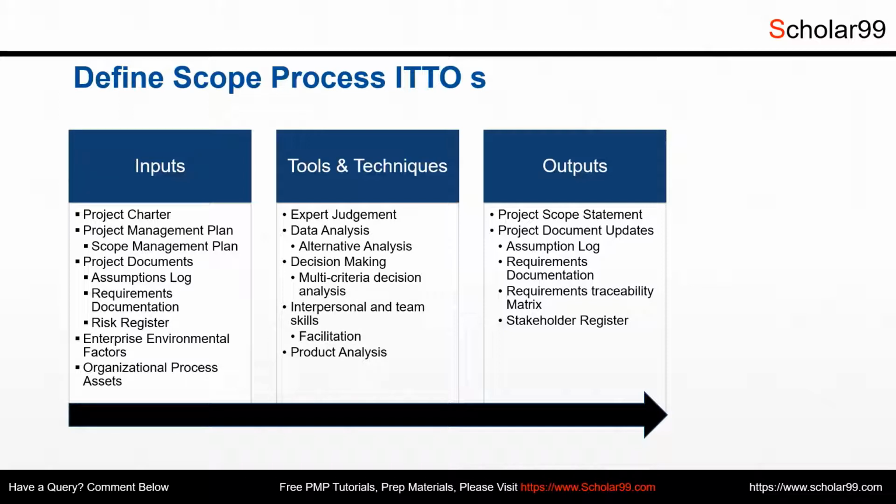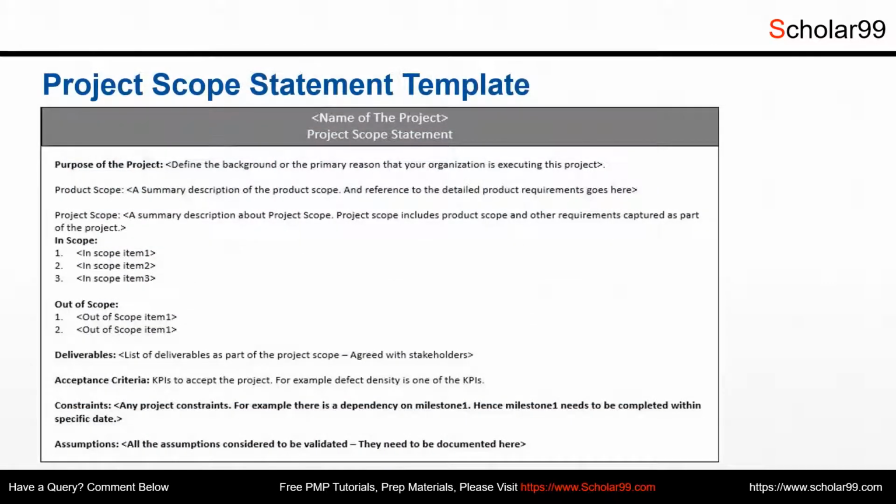Now let's look at the simple project scope statement template. The project scope statement typically contains the following: a brief description of the project, which explains the background or the purpose of the project. Product scope, which includes the features and functions of the product that your project is going to deliver. Project scope, which includes both in-scope and out-of-scope items.